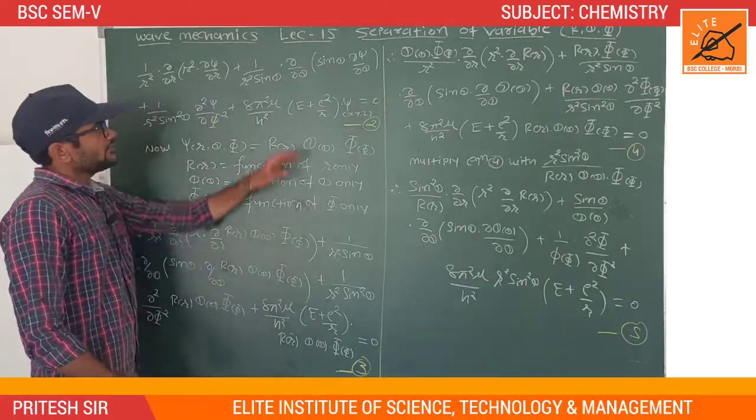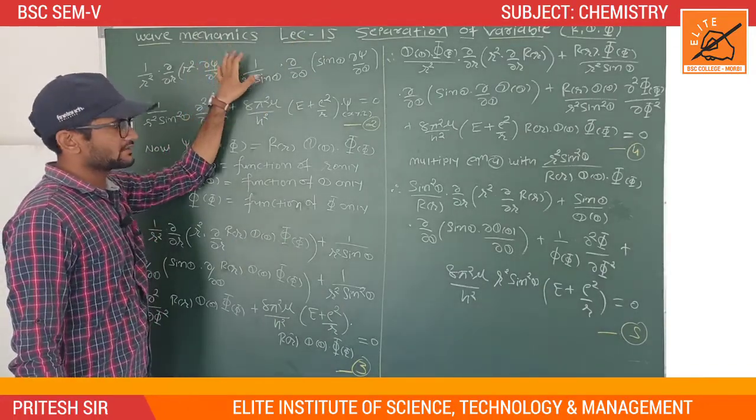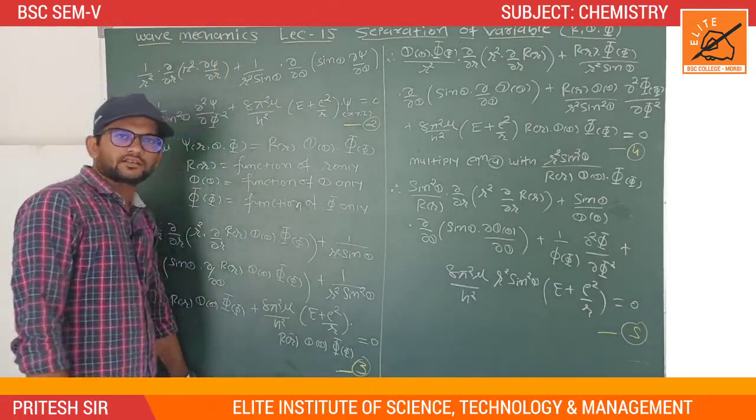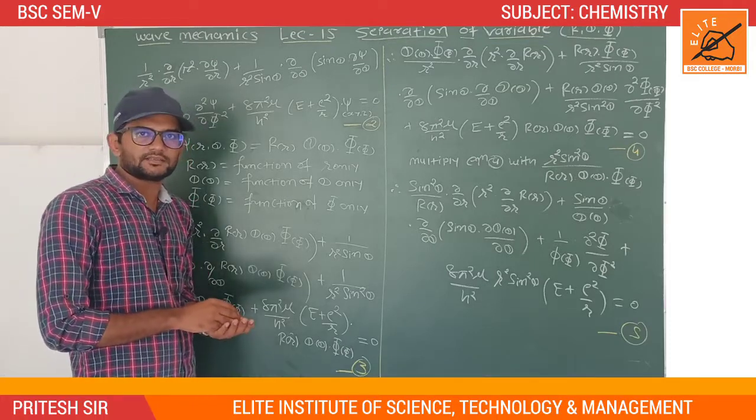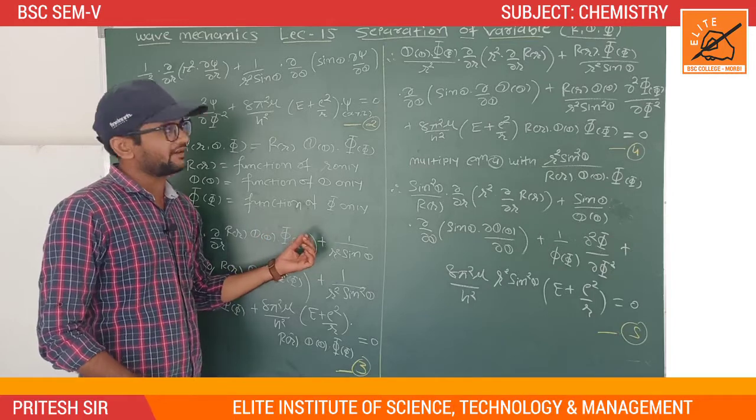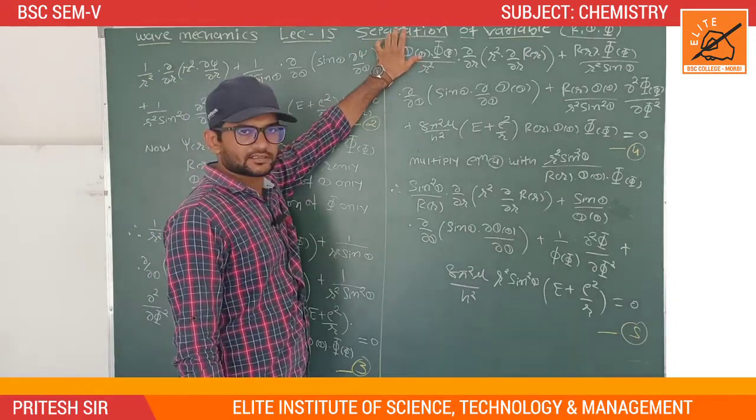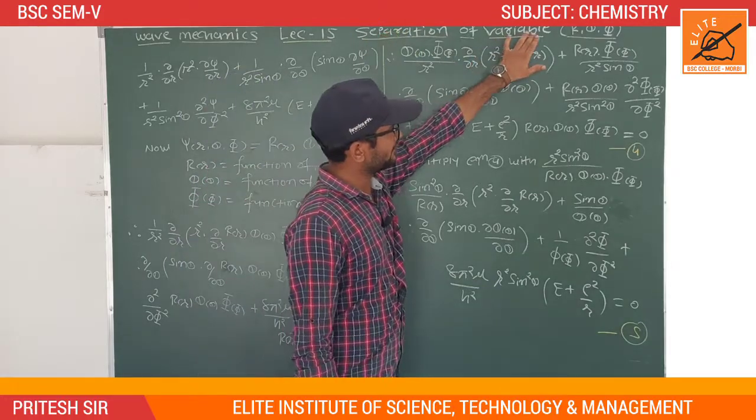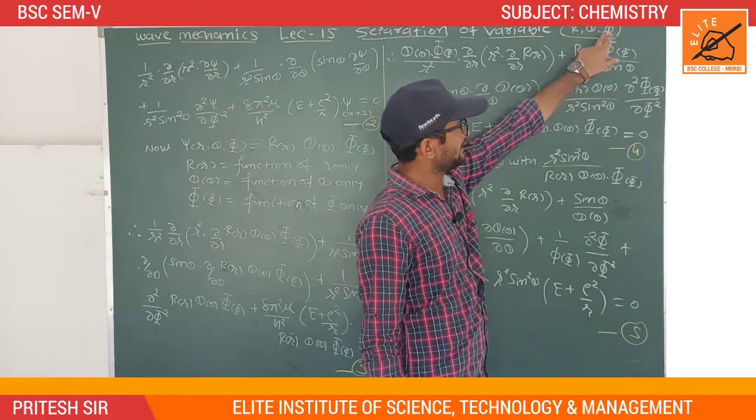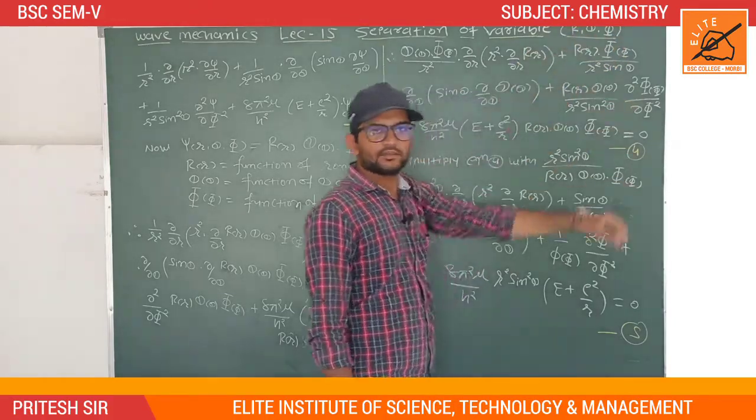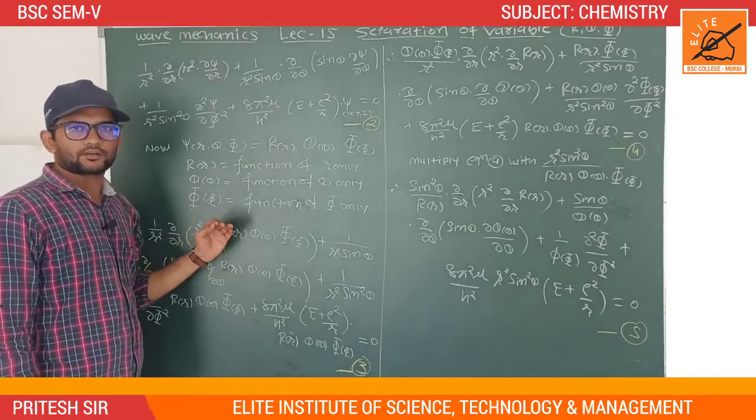This is the 15th lecture of your unit number 1, that is wave mechanics. In our previous lecture we derived the Schrodinger equation for hydrogen atom, that is, the Schrodinger equation in polar coordinates. In this lecture we will discuss separation of variables. There are three variables: the first one is r, the second one is theta, and the last one is phi. In this lecture I will separate all three variables of polar coordinates.